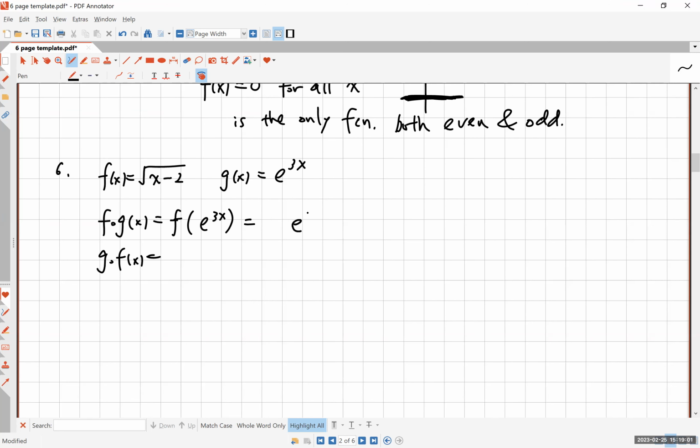All right, so we will do exactly that. This is the input, which used to be called x. Now it's e to the 3x. Subtract 2 from it, and then put the square root on it. Okay, that's it. It's quite simple.